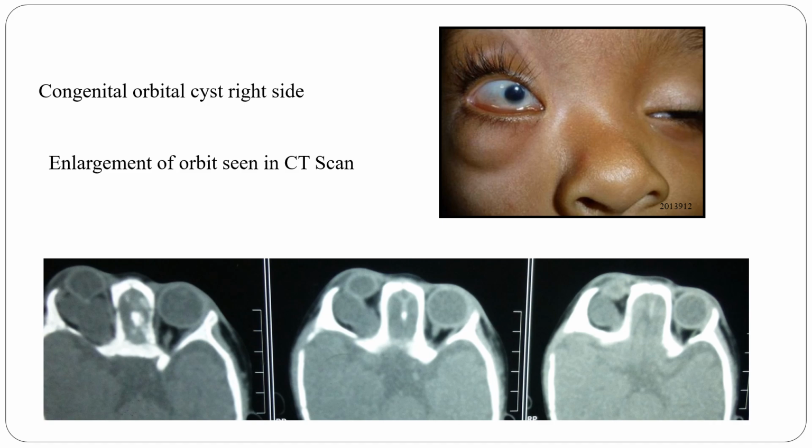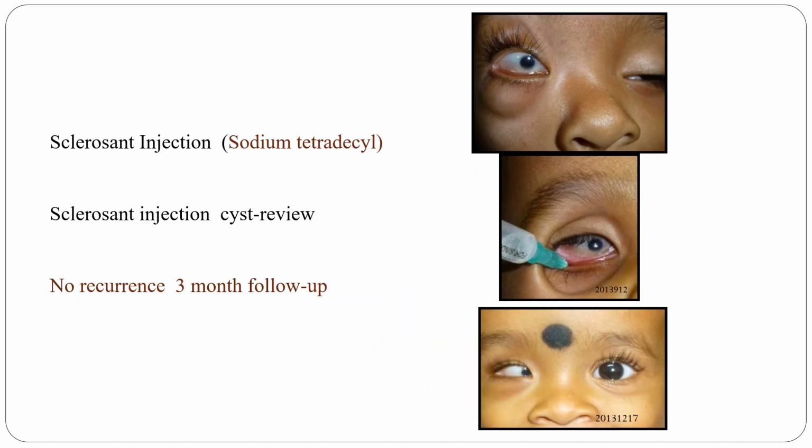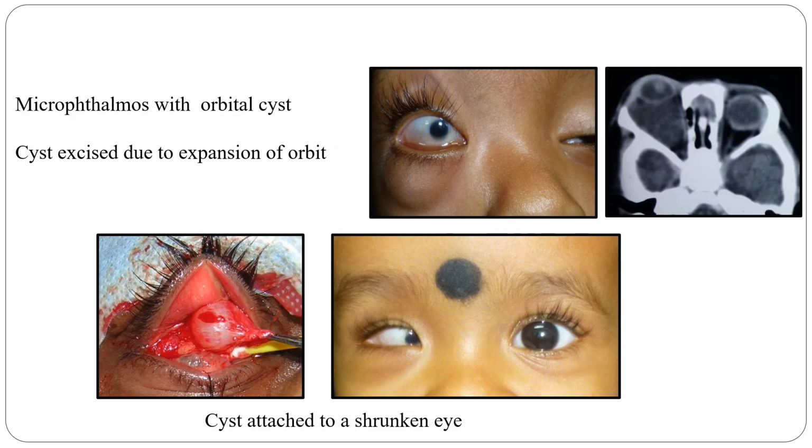Congenital orbital cyst on the right side. Enlargement of the orbit seen in CT scan. A sclerosant injection of sodium tetradecyl was given. It shrunk. There was no recurrence at 3 months follow-up.